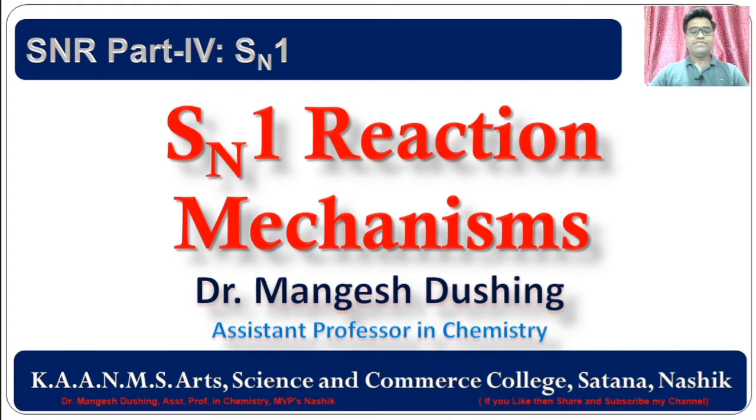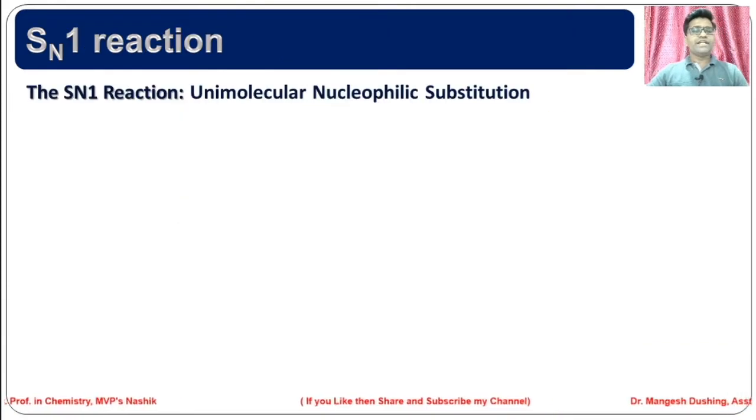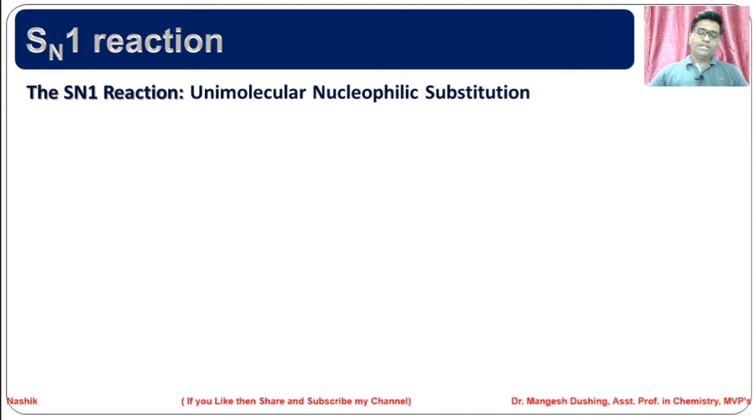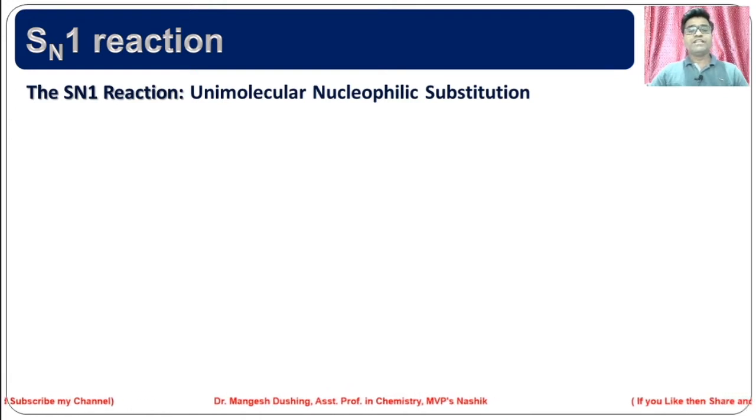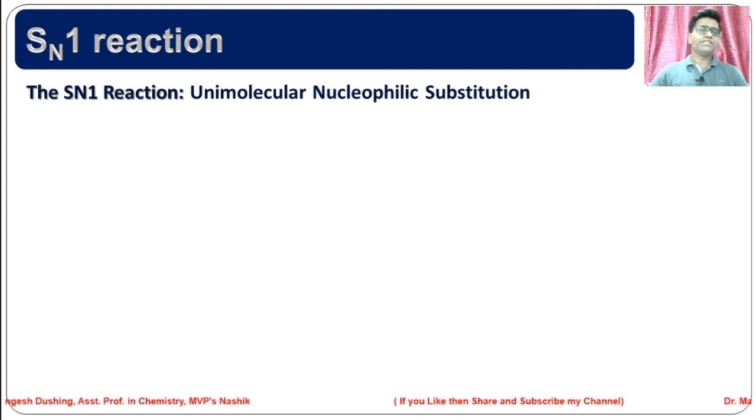Friends, in this video we will learn about the SN1 reaction mechanism. SN1 reaction, that is unimolecular nucleophilic substitution. Up to now we saw substitution reactions. Nucleophilic substitution reactions means whatever the incoming group in a substitution reaction, that is the nucleophile. So a strong nucleophile replaces the weak nucleophile, that is nucleophilic substitution reactions.